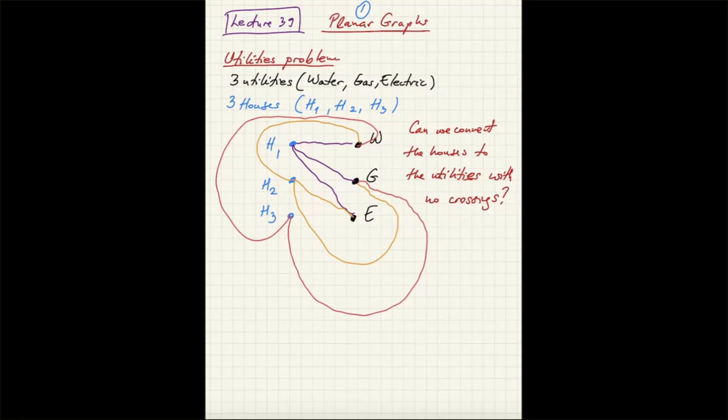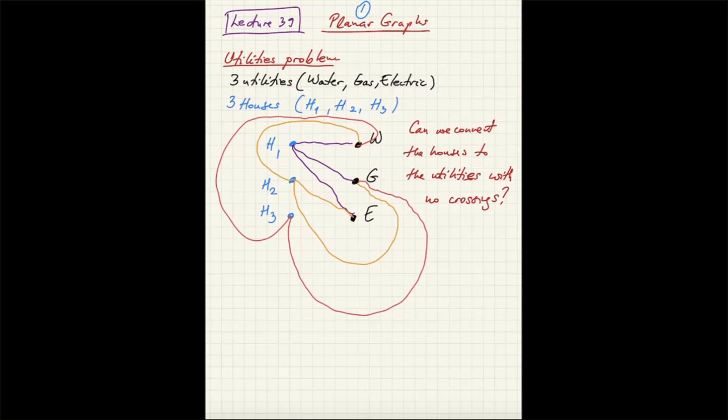What this problem deals with is having a graph, in this case the complete bipartite graph K33, and trying to embed it in the plane with the vertices drawn as points and edges as simple curves connecting the points, such that no two curves intersect except at their endpoints. If that's possible, then that graph is called planar.